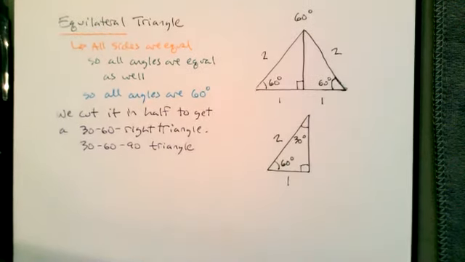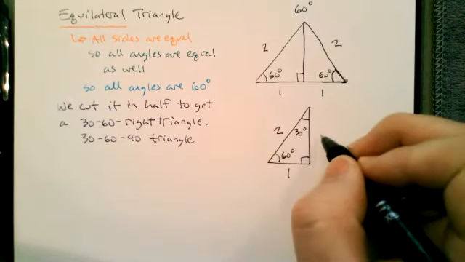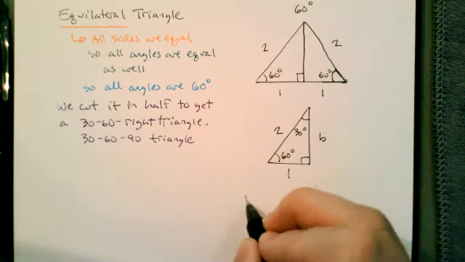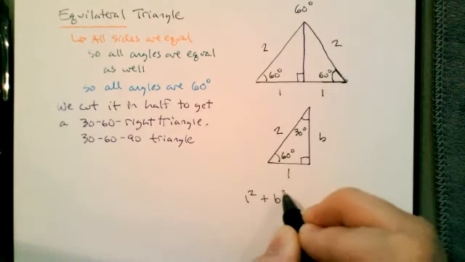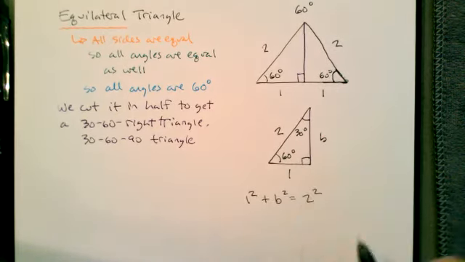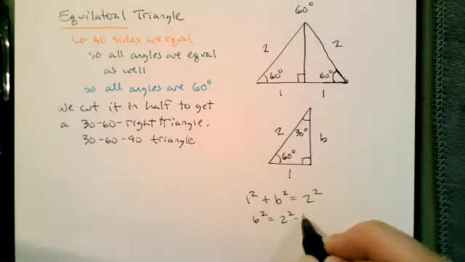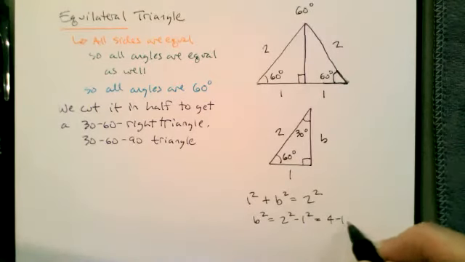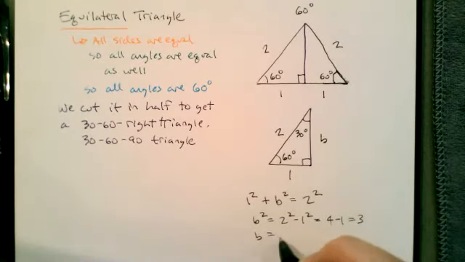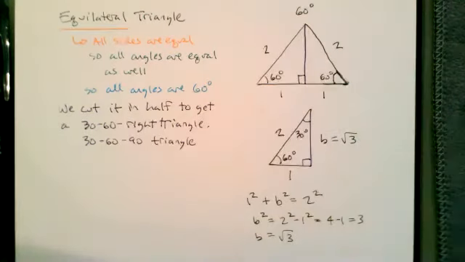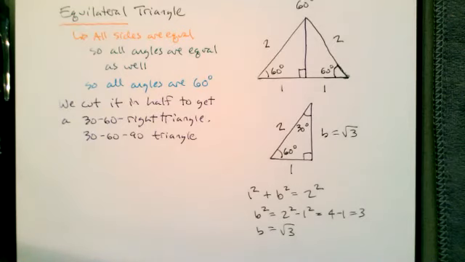And I can use the Pythagorean theorem to find the third side. So 1 squared plus b squared is equal to 2 squared. So b squared is equal to 2 squared minus 1 squared. So b is equal to the square root of 3. Now I have the 3 sides of my 30-60-90 triangle.